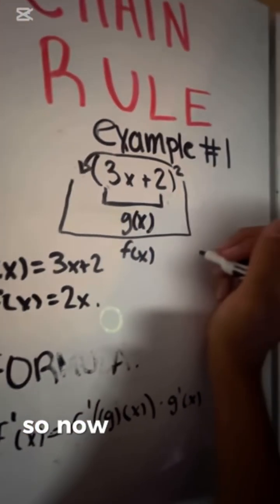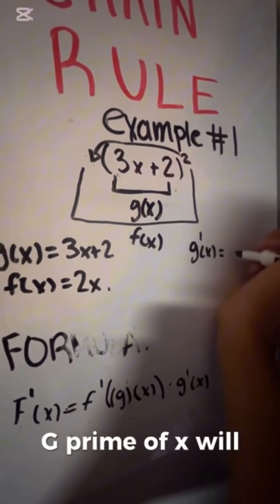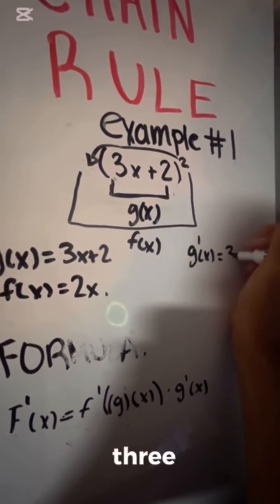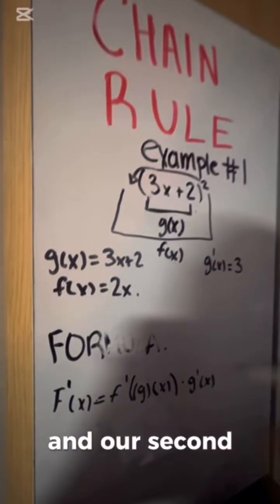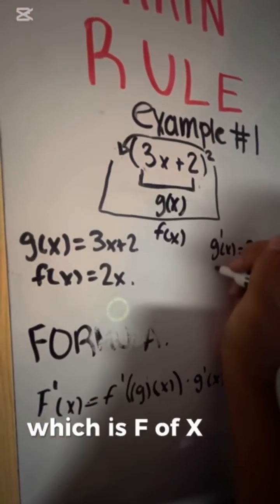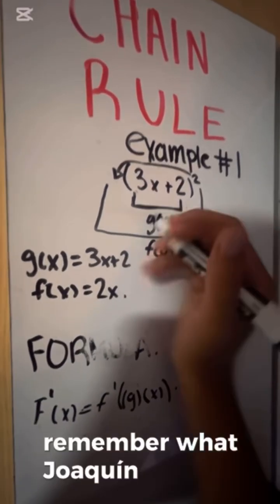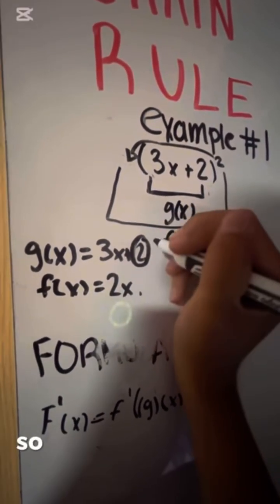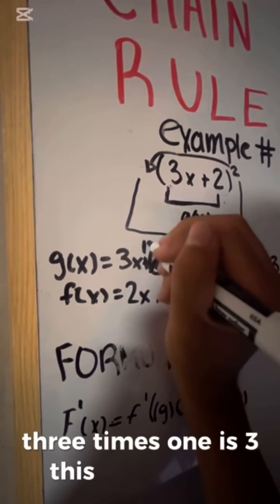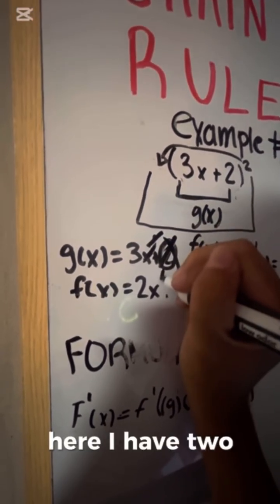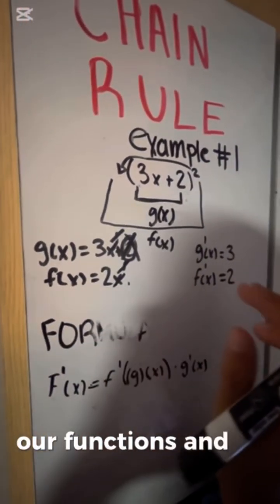All right, so now let's get our derivatives for both of these. G prime of x will equal 3. And our second function, which is f of x, will be f prime of x equals 2. That will be the derivative. Remember, Joaquin told you this right here is a constant, so it cancels out. Here we have a 1. 3 times 1 is 3. This cancels out. Here I have 2 times 1, 2. Cancels out. Here we have, until now, our functions and its derivatives.